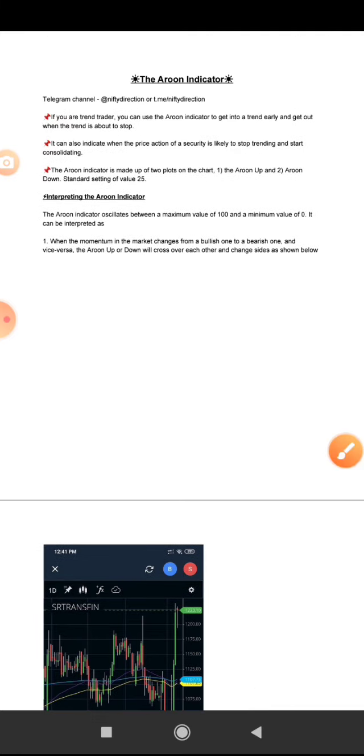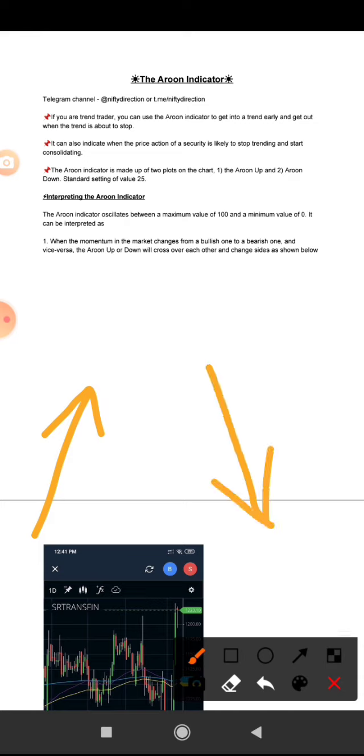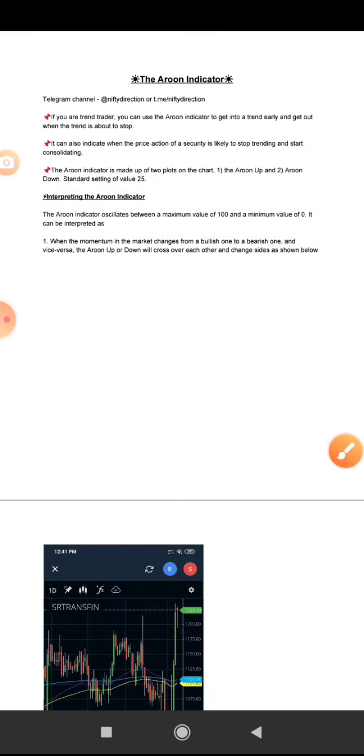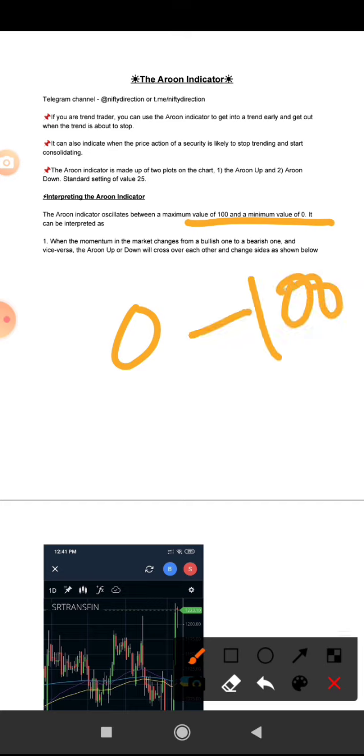Aroon tells us whether the trend is going to start or whether the trend is going to stop. So if you are going to ride an upward trend, Aroon tells you whether the trend is strong or not, whether the trend is sideways, and it will give you signs whether the trend is going to end. Okay, so let's move further. Aroon has values from 0 to 100. Aroon up or down goes from 0 to 100 levels. 100 is the final level and 0 is the minimum level.